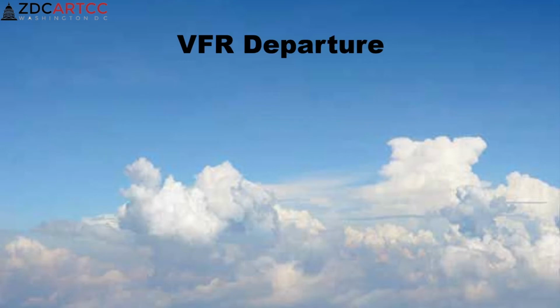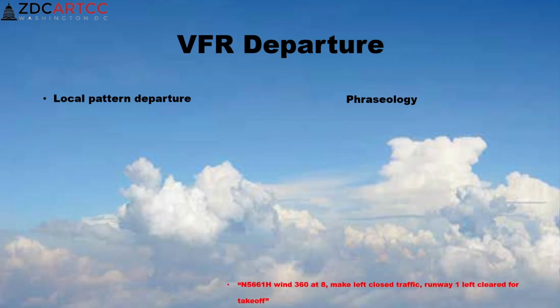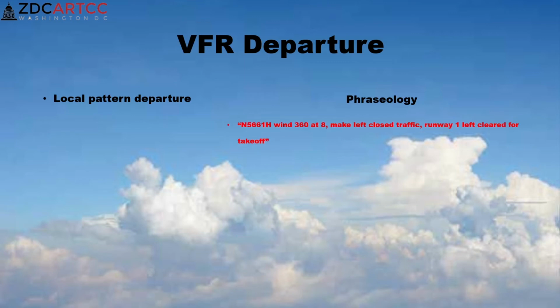For VFR aircraft that are staying in the pattern, there are a few changes to the phraseology when you clear the aircraft for takeoff. For example: November 5661 Hotel, wind 360 at 8, make left close traffic, runway 1 left, clear for takeoff. You can also add on the instruction report midfield downwind. This tells the aircraft to advise when he or she is crossing midfield on their downwind leg. This can serve as a reminder that you need to give an instruction to that aircraft to land.